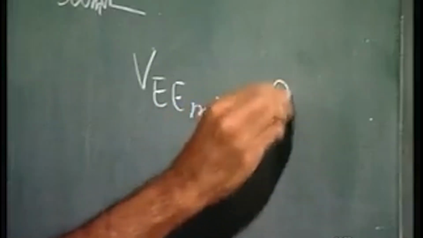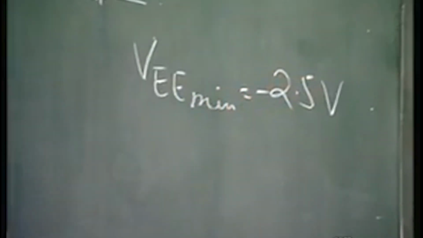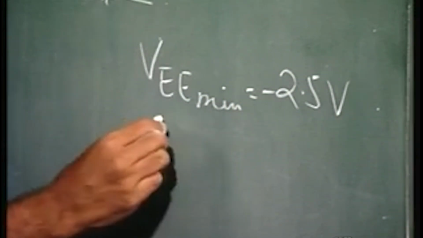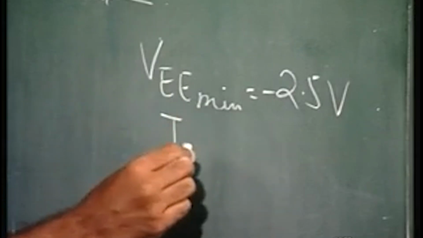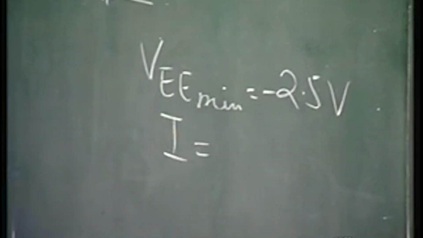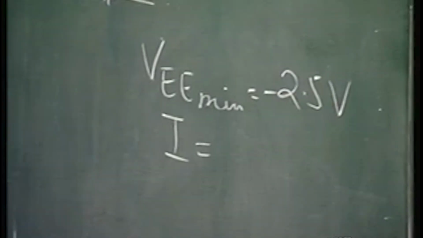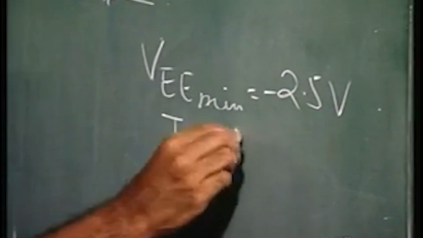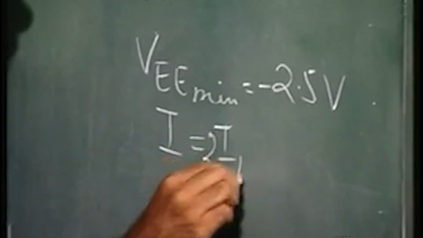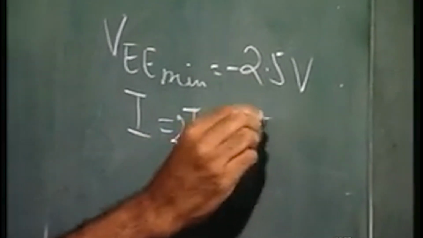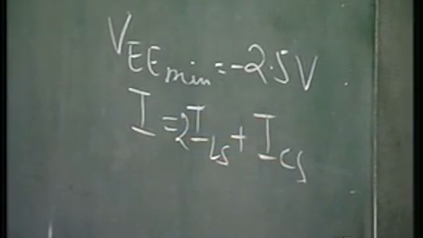So the VE min for this circuit is equal to minus 2.5 volts, and the I has again also been reduced. What happens is that the emitter followers have been removed. So you have 2 ILS, 2 level shifting plus ICS. So this is a low power circuit.